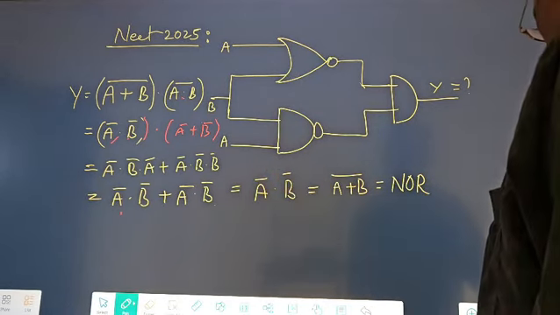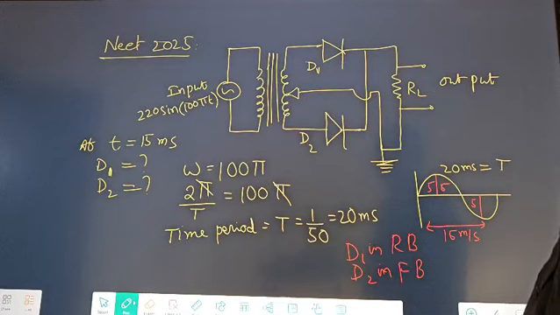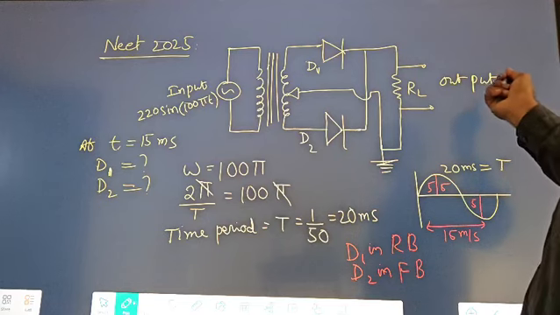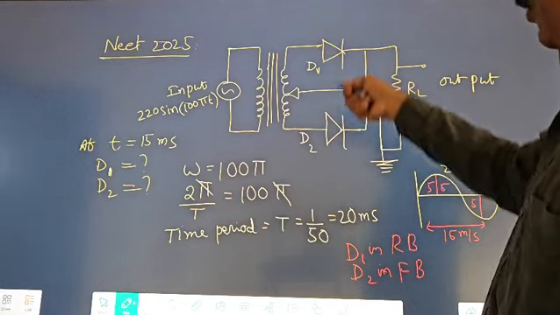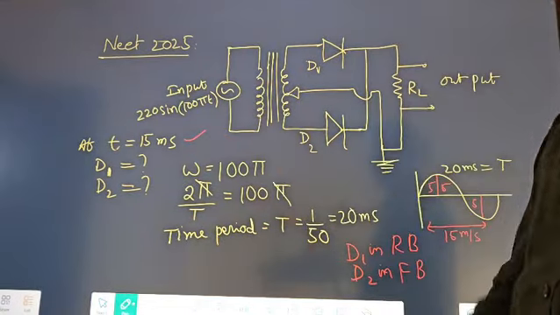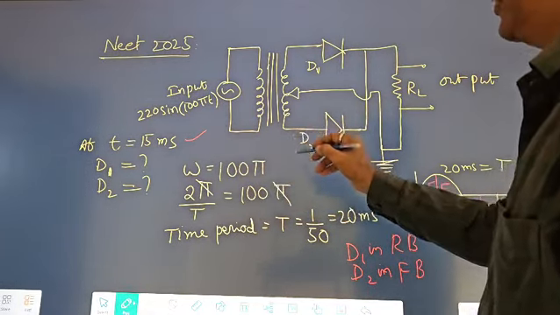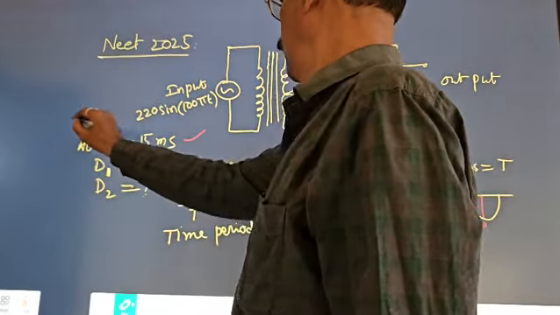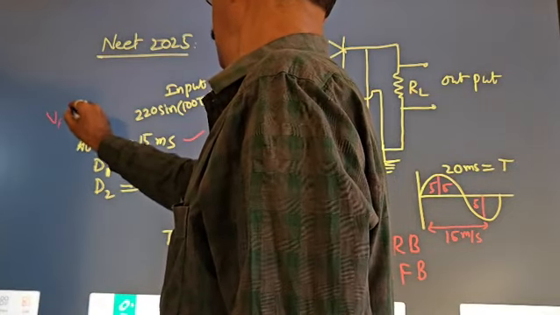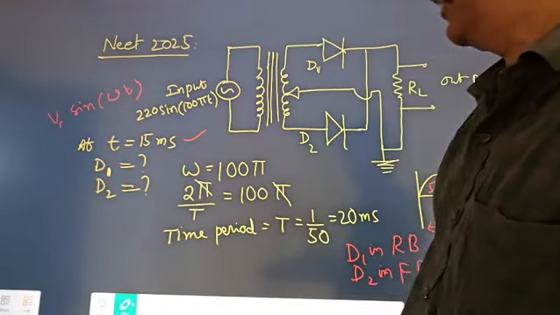In NEET 2025, this question was given. This is another NEET 2025 question. So input they given as 220 sine 100 pi t, and which diode is forward bias, which diode is reverse bias after t is equal to 15 milliseconds. So from this a standard equation is V naught sine omega t, let it be. That is the standard equation.